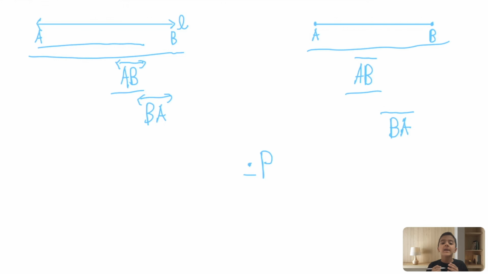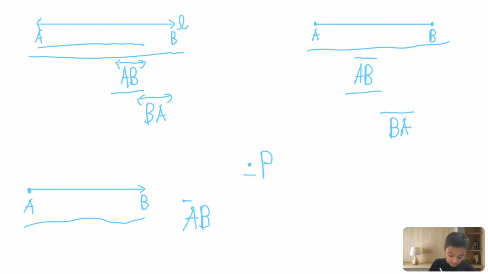Third, what is a ray? A ray is a part of a line which has a fixed starting point and extends indefinitely in one direction. This is ray AB. Ray AB is written as AB and a ray over AB. Here, ray AB is not same as the ray BA because in ray AB the fixed starting point is A and in the ray BA the fixed starting point is B.